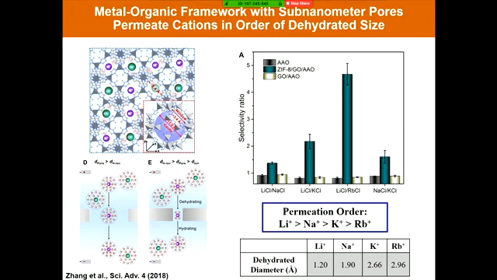And the permeation order around this family of monovalent ions is lithium over sodium over potassium over rubidium. The selectivity ratios that we see are the highest that have been reported in the literature for these particular ions. And what's really remarkable about these separation properties is that the ion that has the smallest dehydrated diameter comes through first, and that would be the lithium in this case.